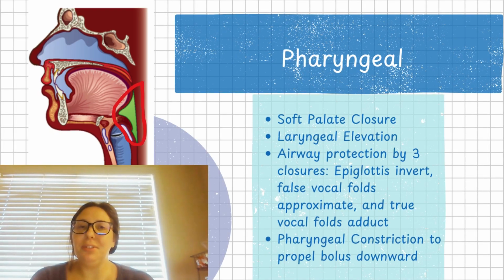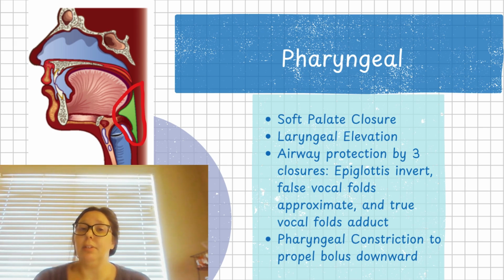Okay, so the pharyngeal stage is an involuntary phase and it lasts around 1 second. The primary goal is to protect the airway while propelling that bolus to the esophagus. So there are 4 coordinated events. First, the soft palate closure. So the tensor veli palatini tenses the soft palate, and the levator veli palatini elevates and retracts it. The musculus uvulae adds midline bulk to seal the velopharyngeal port.